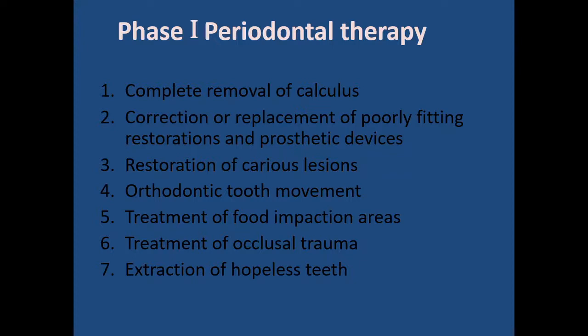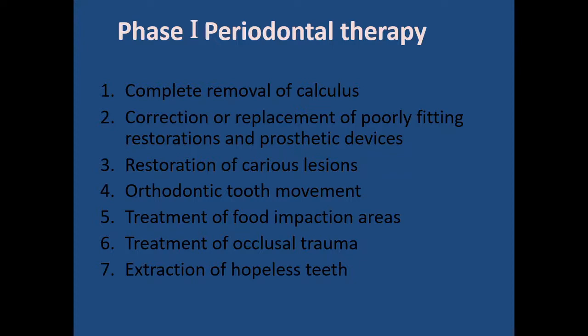The treatment plan is composed of phase 1 periodontal therapy, phase 2, phase 3, and phase 4 periodontal therapy, as we discussed in the periodontal chart. Phase 1 periodontal therapy includes complete removal of the calculus, correction or replacement of poorly fitting restorations or prosthetic devices, restoration of carious lesions, orthodontic tooth movement, treatment of food impaction areas, occlusal treatment, and extraction of occlusives.